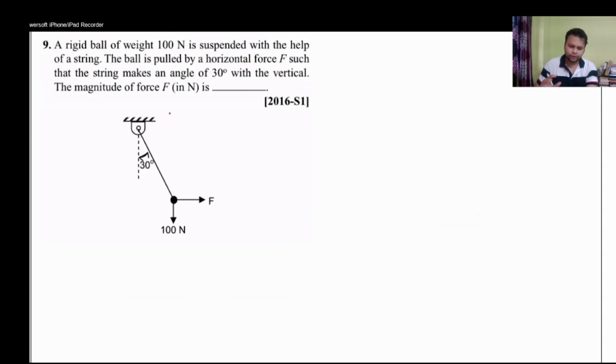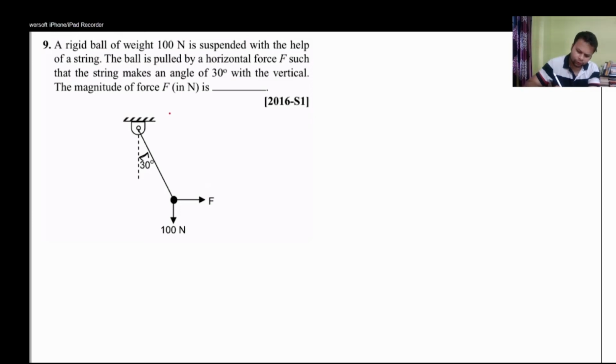Question number 9. A rigid ball of 100 Newton is suspended with the help of a string. The ball is pulled by horizontal force F such that the string makes an angle of 30 degrees with the vertical. The magnitude of force F in Newton is. Okay, so we can solve this question by two methods, one by making components and one by using Lami's theorem. Let us try both methods once.